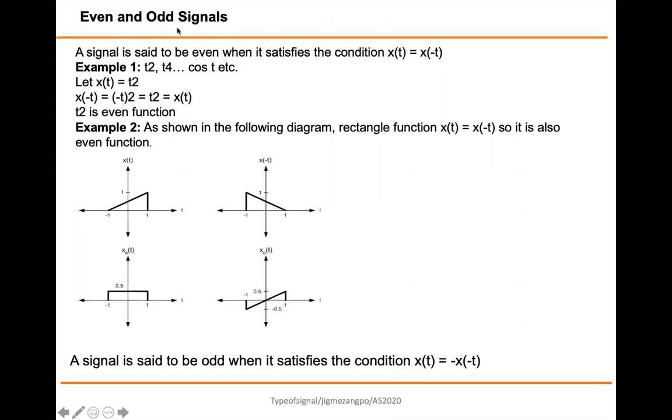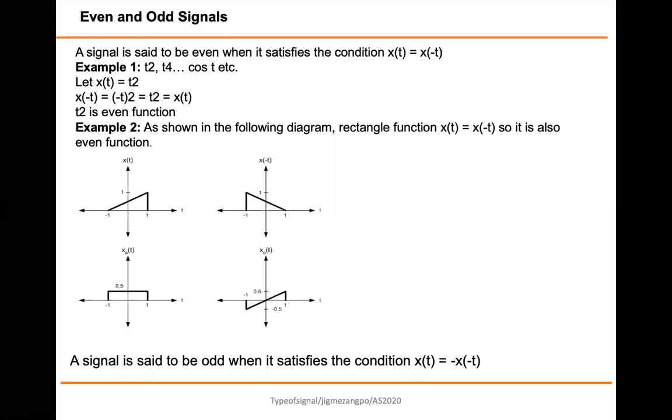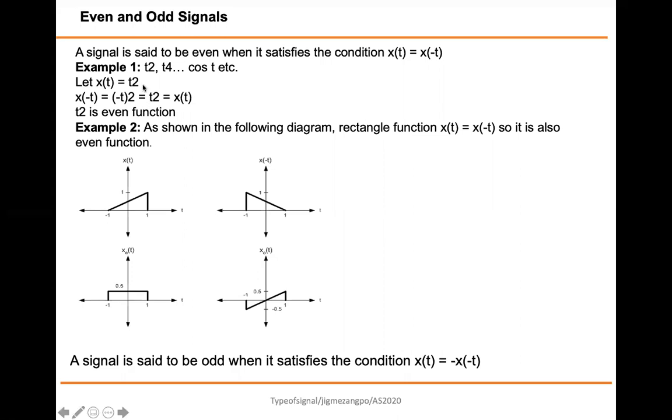Now again you have even and odd signals. A signal is said to be even when it satisfies the condition x of t is equal to x of minus t. Do you remember what is an even signal and an odd signal? Is sin t even or odd? Odd signal, sir. Yes, odd. Examples: t squared, t to the power 4, cos t are examples of even signals, while sin t is an odd signal.